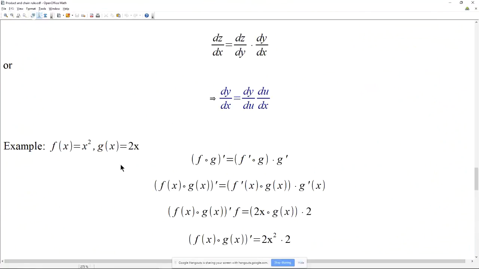Hold on, exactly. It would be parentheses 2x parentheses squared, which would actually make it 4x squared. You're just taking 2x, you're sticking it into x here, so I have (2x) squared. That's it. Boom, you're done.